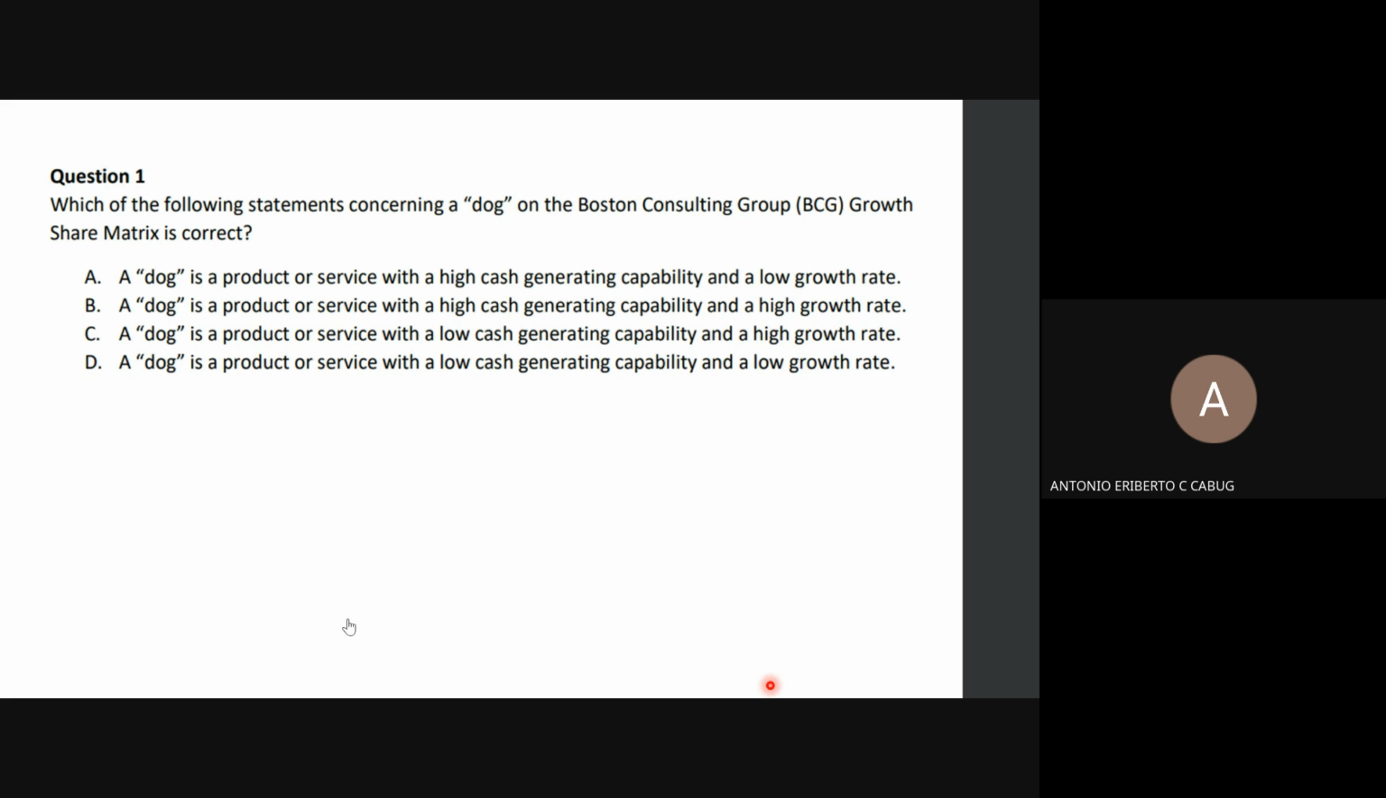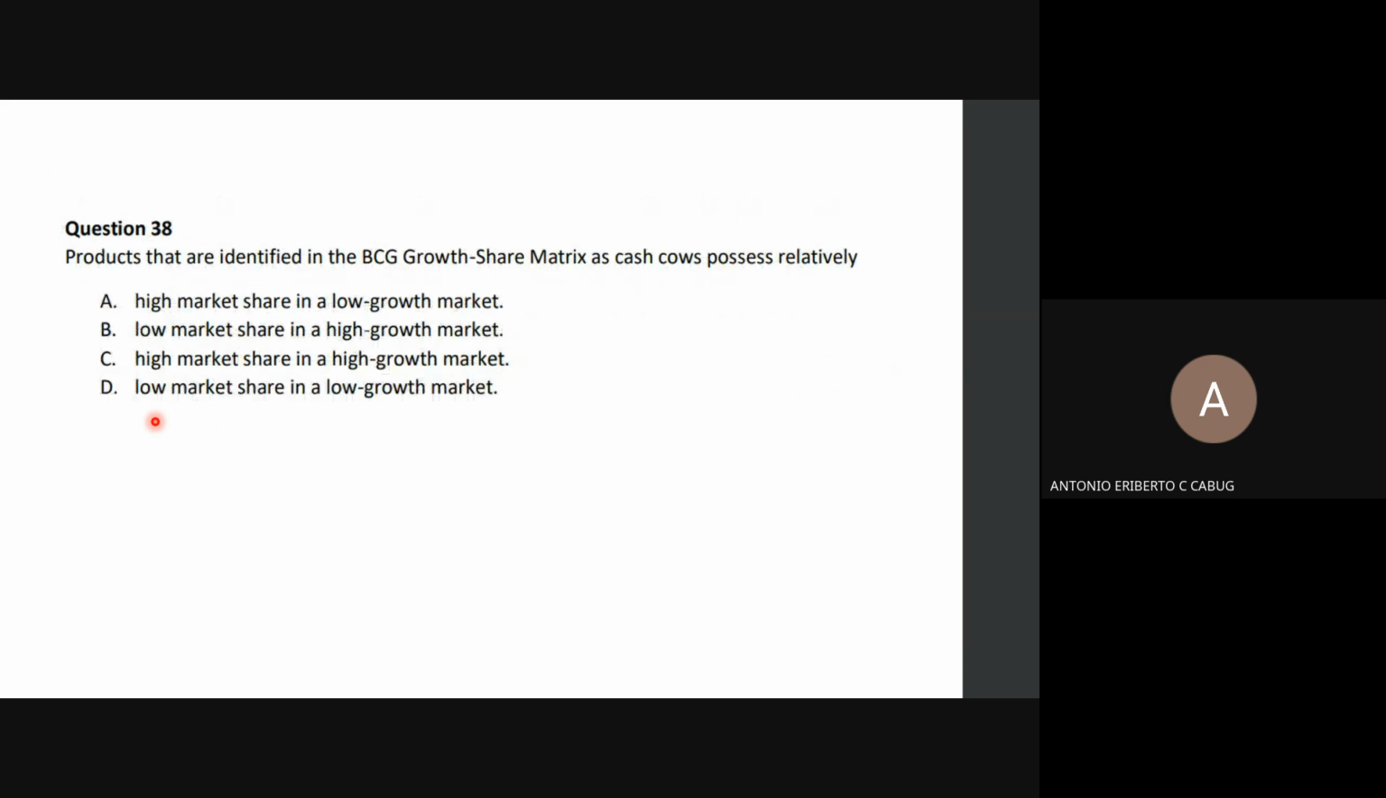Okay, game. Which of the following statements concerning a dog on the BCG growth share matrix is correct? The correct answer is letter D, a dog. A dog is a product or service with low cash generating capability because it has a low market share. So if there are 1 million customers, it only caters to 50,000 or 100,000 customers. Low market share would mean you have low cash generating capability and it is already in an industry with low growth rate. So the demand for the products and services is no longer growing faster. We cannot experience a 50% or even 30% growth in customers. So low growth rate na siya. That is a dog. What about this one?